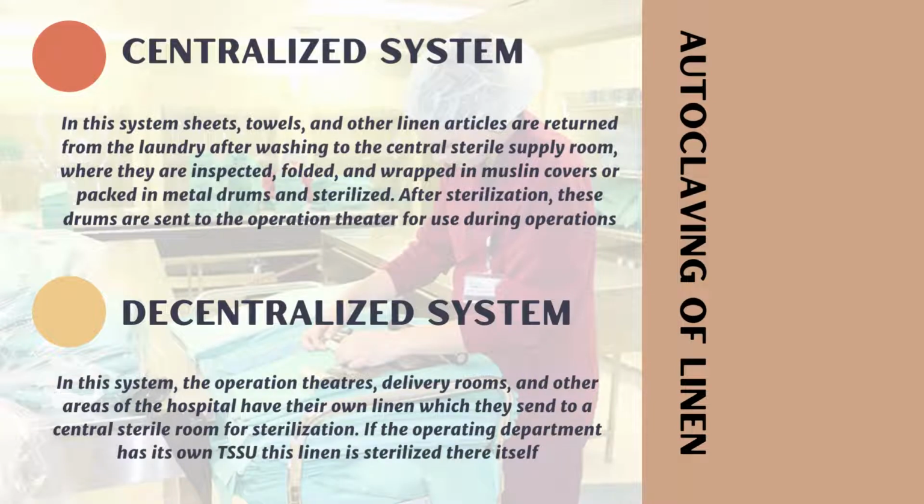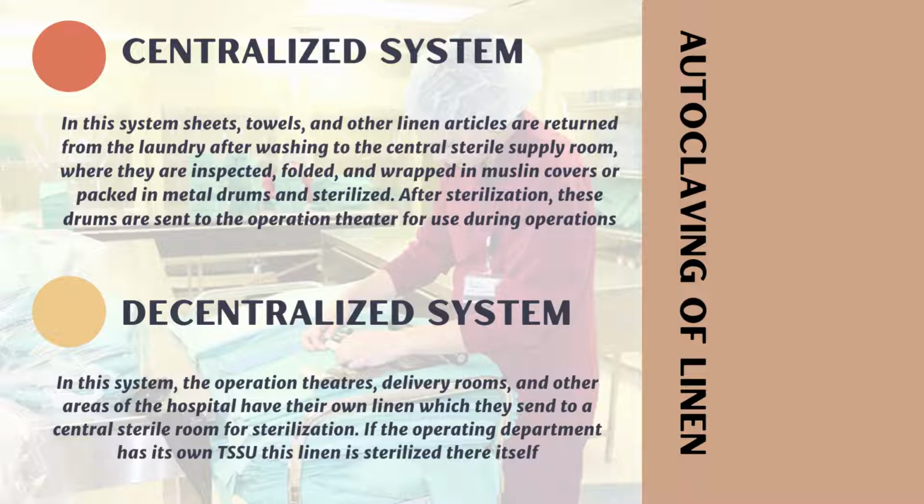Now comes the last topic of this particular presentation, which is the autoclaving of the linen. There are two types of systems for autoclaving. In this system, sheets, towels, and other linen articles are returned from the laundry after washing to the central sterile supply room, where they are inspected, folded, and wrapped in muslin covers or packed in metal drums and sterilized. After sterilization, these drums are sent to the operation theater for use during operations. So this is the centralized one.